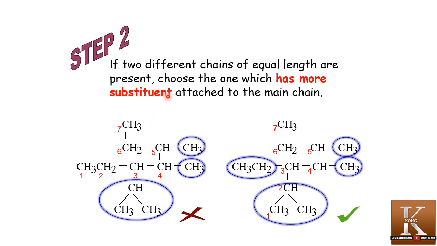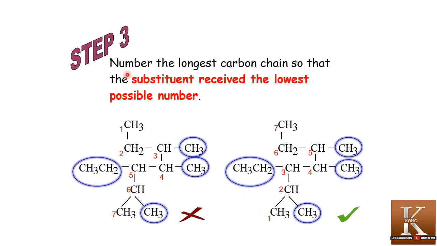Step 2: if there are two different chains of equal length, this time you have to check the substituents. For the structure which has the most substituents, that one is the best choice. So for example, for this one only 3, for this one 4. That's why this structure is chosen. Next, step 3: number the longest carbon chain so that the substituents receive the lowest possible numbers. So for example, just now we chose the one with 4 substituents.